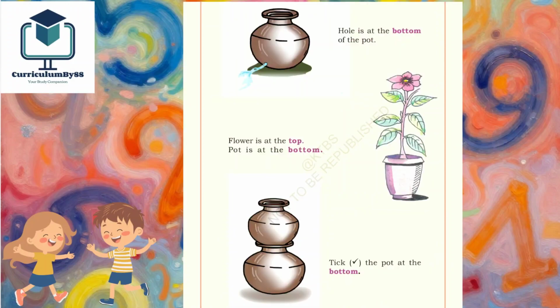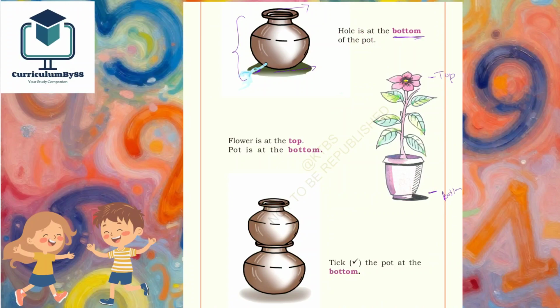Next one. So this is the pot. The bottom of the pot and this is the top of the pot. So where is hole? Hole is at the bottom of the pot. So flower and the pot. Flower is at the top and pot is at the bottom.